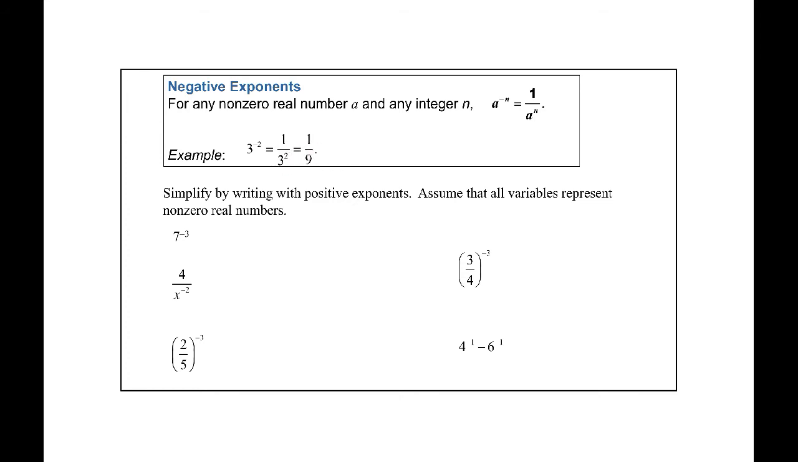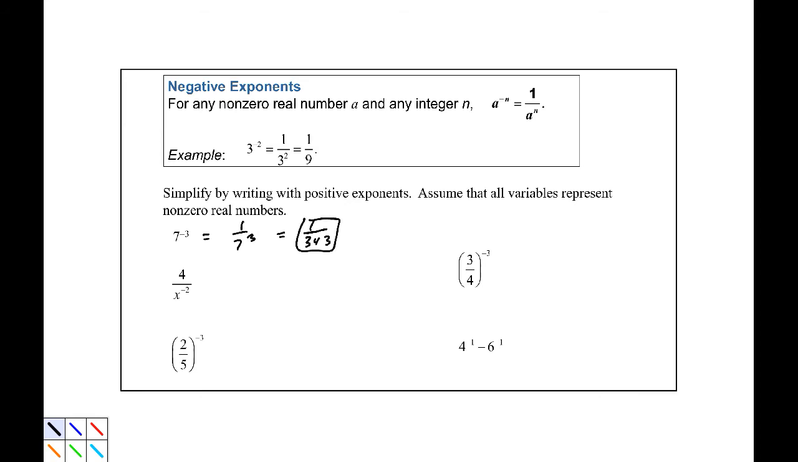So we're going to simplify the following by writing with positive exponents. Assume that all variables represent non-zero real numbers. Well, the first we have is 7 to the negative 3. Well, that will be equal to 1 divided by 7 to the positive 3. Well, 7 to the positive 3, so to the third power, is 343. So this is 1 divided by 343, or 1/343.